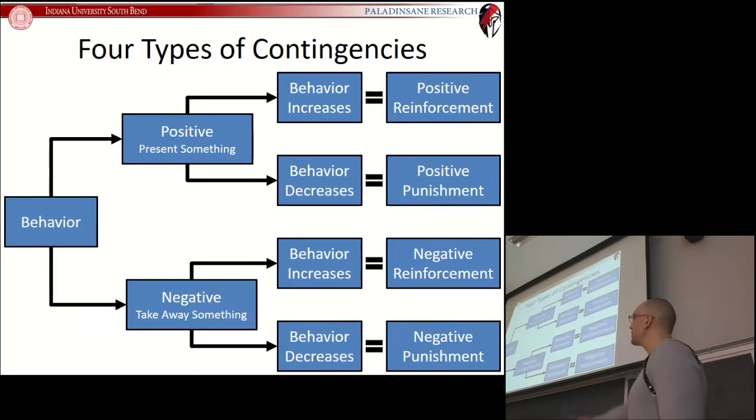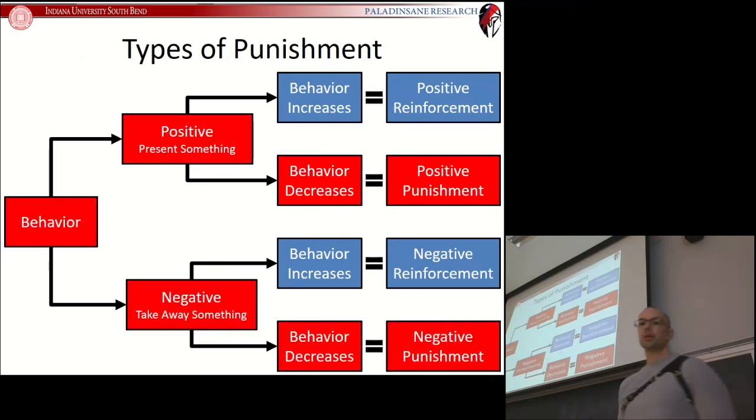So we'll take a look at the different types of punishment. We are looking specifically at the red contingencies here. So we have both positive and negative punishment. And it's important to remember, especially now, what positive and negative means. Positive means that you present something as a consequence of the behavior, and punishment means that the behavior decreases as a result. Negative means that you remove something as a consequence of the behavior, and punishment again means that the behavior decreases as a result.